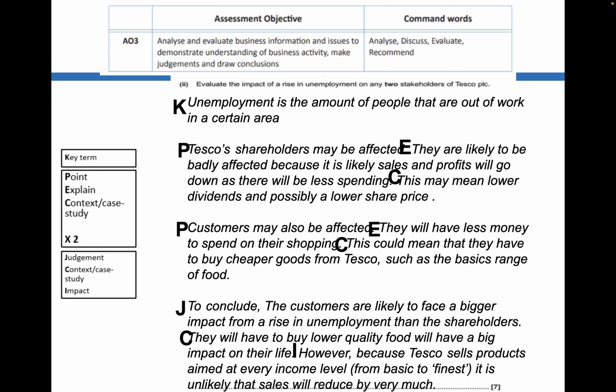And then for the second point, I talked about customers. So point is customers may also be affected. They might have less money, which means they go and buy cheaper goods from Tesco, for example. And again, in the case study it referenced Finest and Tesco value products. But again, I've linked it to the Tesco, I've linked it to the specific situation, and that should be enough to get my marks for linking it to the context.